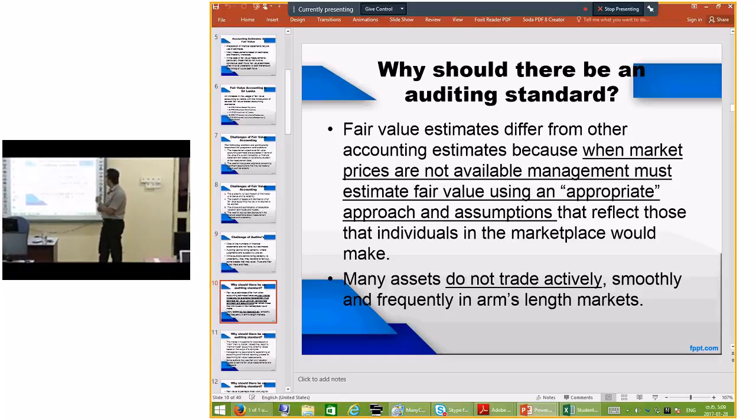So as we discussed, if there is no market, fair value estimates differ from other accounting estimates because when market prices are not available, management must estimate fair value using an appropriate approach and assumptions that reflect those that individuals in the marketplace would make. Many assets do not trade actively, smoothly and frequently in an arm's length market. So those are the things we have discussed.